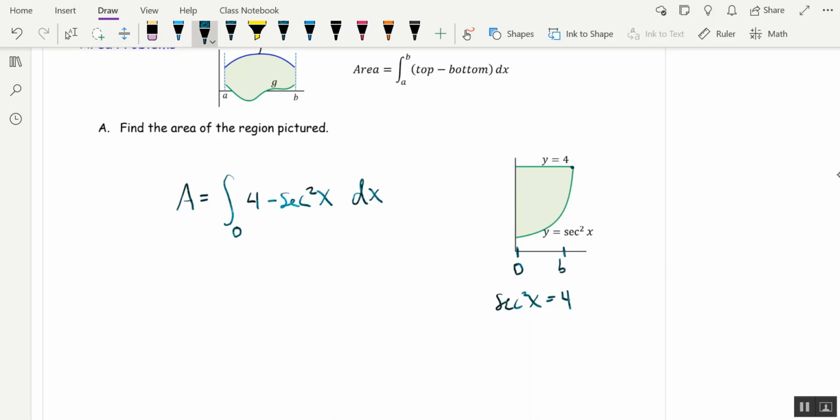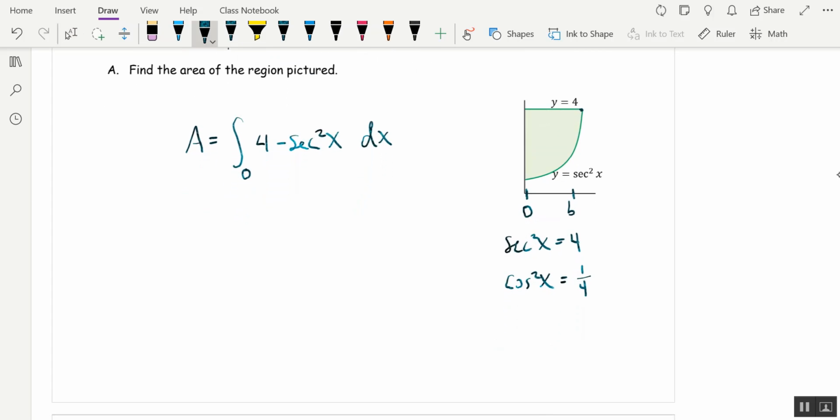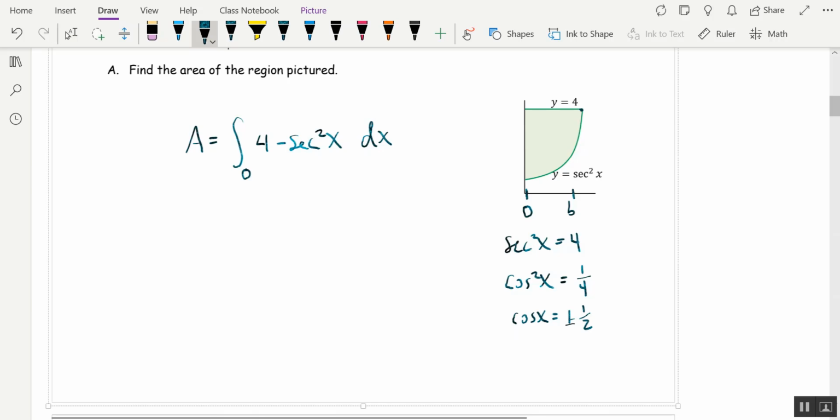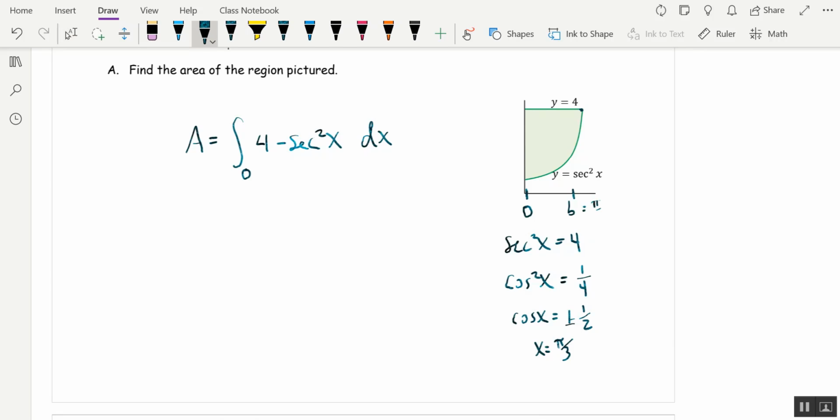Now secant is 1 over cosine. So if I flip both sides, I get cosine squared x is 1/4. I took the reciprocal of both sides of that equation, and that gives me cos x is plus or minus a half. Well, I'm in quadrant 1, and the first time that cosine x is equal to a half in quadrant 1 is when x is pi over 3. So that's my value of b, pi over 3, and that's my upper limit up here on the integral.